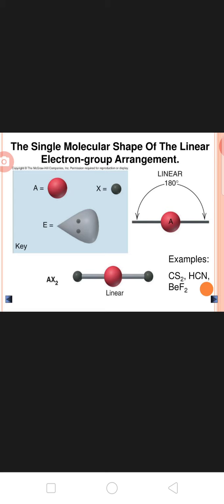The single molecular shape of the linear electron group arrangement: if the central atom is surrounded by two bond pairs of electrons, as in beryllium fluoride, carbon disulfide, hydrogen cyanide. All these molecules have two pairs around the central atom. In beryllium fluoride, beryllium is the central atom and fluorine is on both sides. In carbon disulfide, carbon is the central atom, sulfur is on both sides, but a double bond is considered only one pair. Similarly, in hydrogen cyanide, carbon is central, on one side hydrogen is one pair, and on the other side nitrogen with a triple covalent bond is also considered one pair. So HCN also has linear geometry.